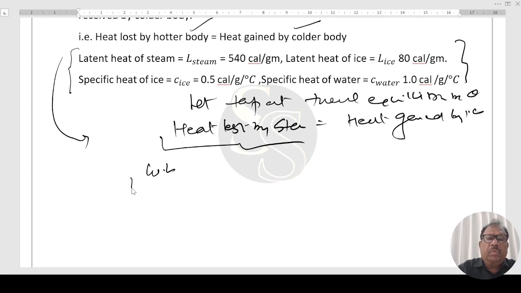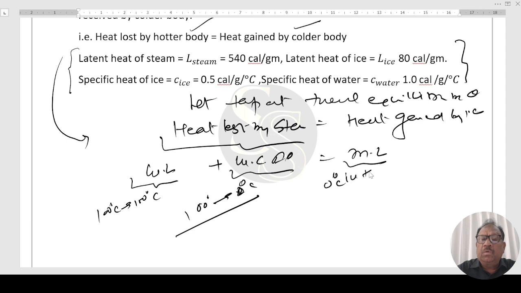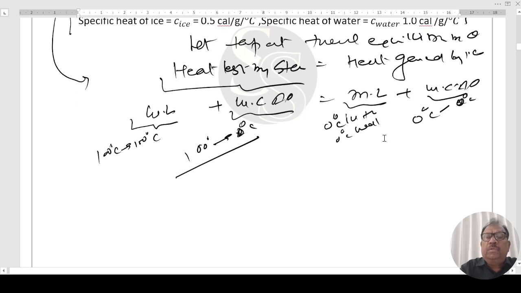M into L, conversion of 100 degree centigrade steam to 100 degree centigrade water, plus M into C into delta theta, conversion of 100 degree centigrade water to theta degree centigrade. That is equal to M into L, conversion of 0 degree centigrade ice to 0 degree centigrade water, plus m into c into delta theta, that is 0 degree centigrade to theta degree centigrade. Right?